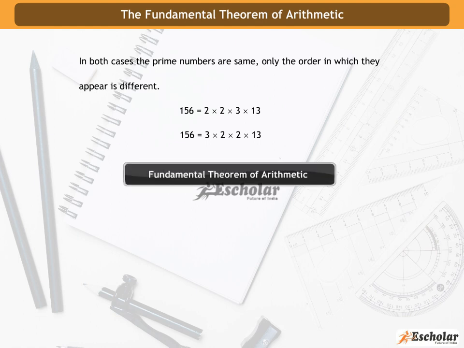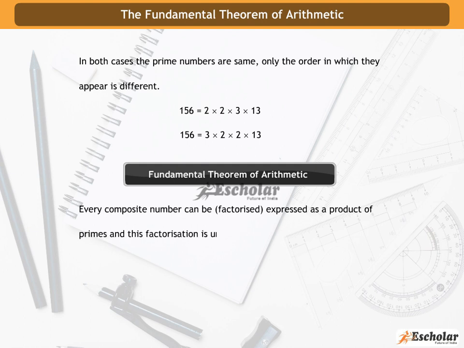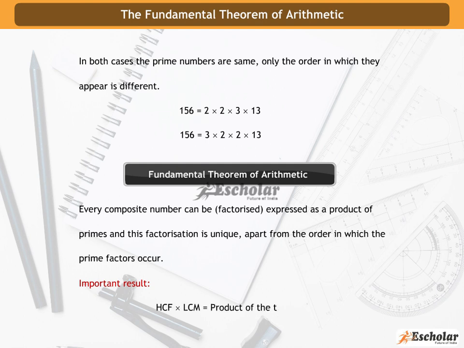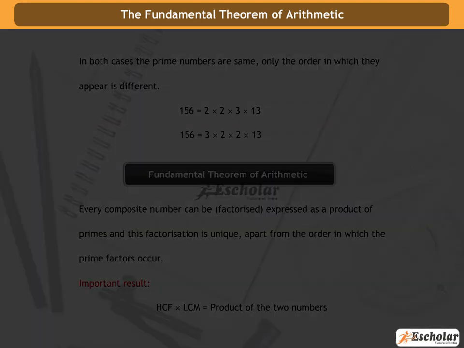Fundamental theorem of arithmetic. Every composite number can be factorized or expressed as a product of primes, and this factorization is unique apart from the order in which the prime factors occur. Important result. HCF into LCM is equal to product of two numbers.